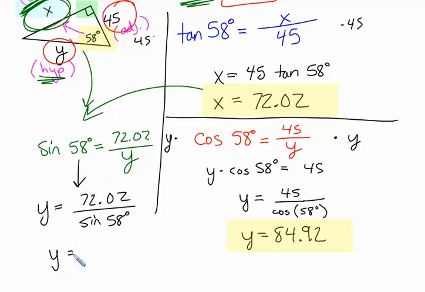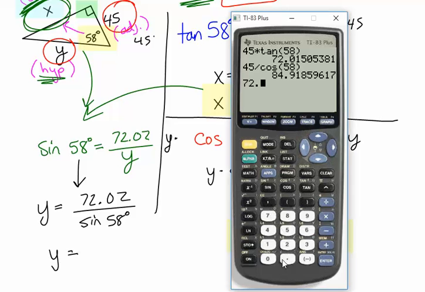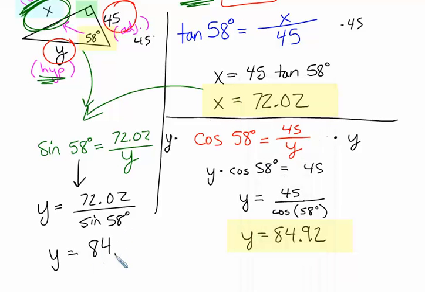And then when we type that into our calculator, 72.02 divided by the sine of 58. Be careful because look, we get 84.9244, a little bit different, but rounded to 2 decimal places the same way. 84.92. It's better to base it off the number you knew before any calculations, just for precision and accuracy's purposes.